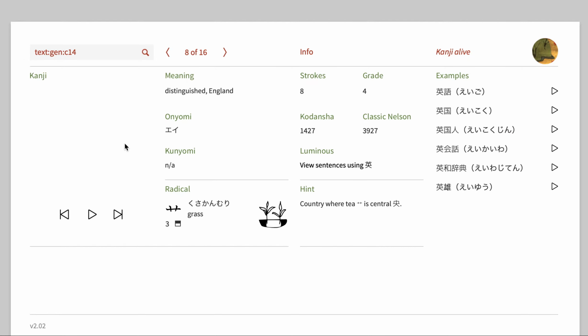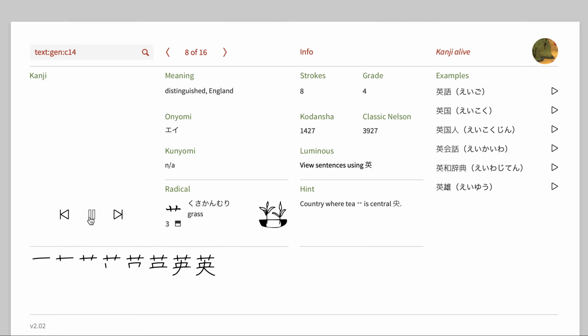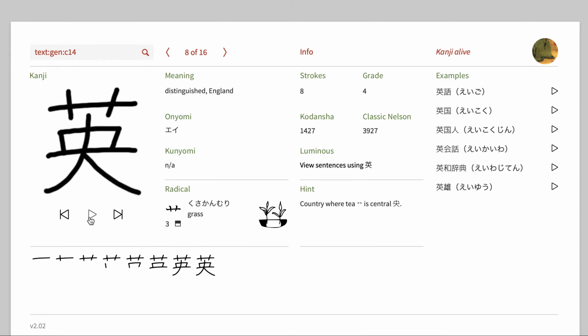Our next kanji is the A of eigo. So pronunciation is only A. It can mean England, refers to England, or it refers to something that is brave or distinguished. It starts with the kusakamuri, which is the grass radical. And then this one below it. The hint, a country where tea is central. That could be Japan or China, but they mean England.